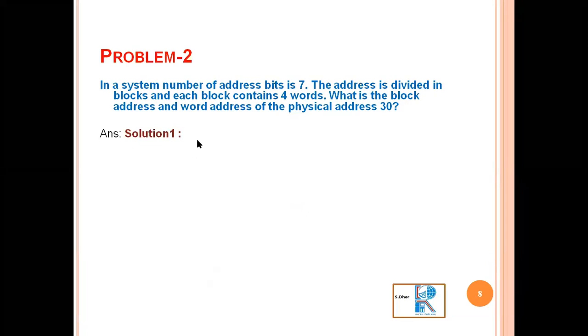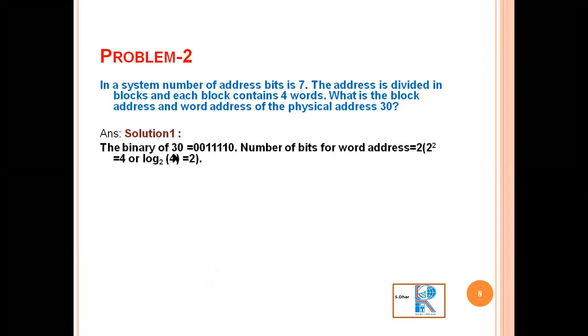That means this solution uses the binary system. What is solution 1? Solution 1 means first the binary of 30. What is the binary of 30? You can calculate. That is 0 0 1 1 1 1 0.